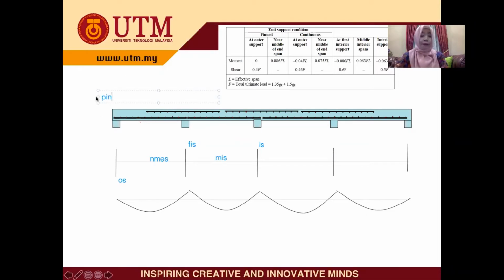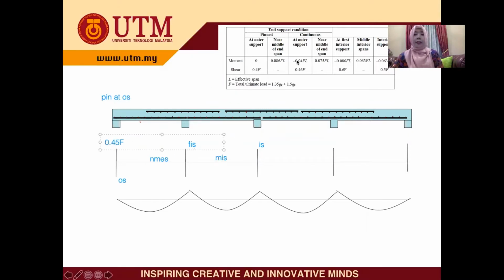Pin here, at OS, outer support. Now we have shear 0.45F. Therefore, here is 0.45F.